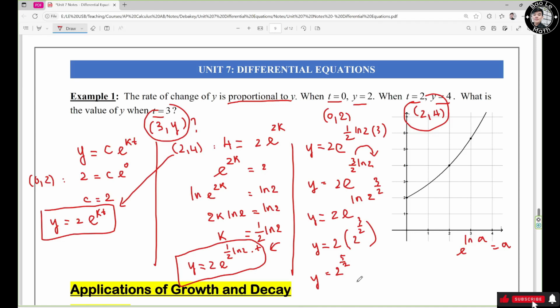Or y equals square root of 2 to the power 5, and it's going to be square root of 32, right? So it's going to be square root of 16 times 2, and it's going to be 4 root 2. This one is the final answer.